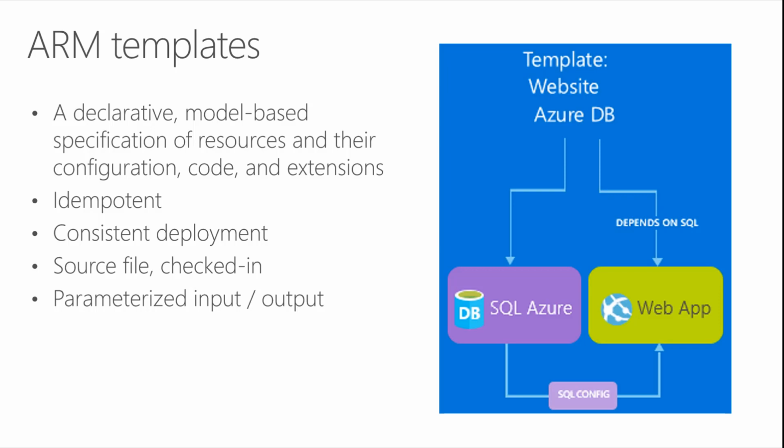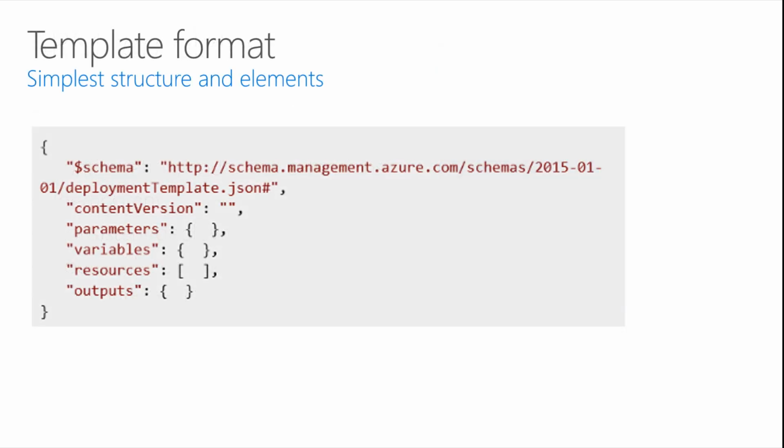We have consistent deployment. Again, we can help with our consistency by using the GitHub quick start templates and starting with those. ARM templates should be considered just like code, that it should be source filed and checked in, and treat it like that because it creates your company's assets. And we'll talk about parameterized input and output coming up here.